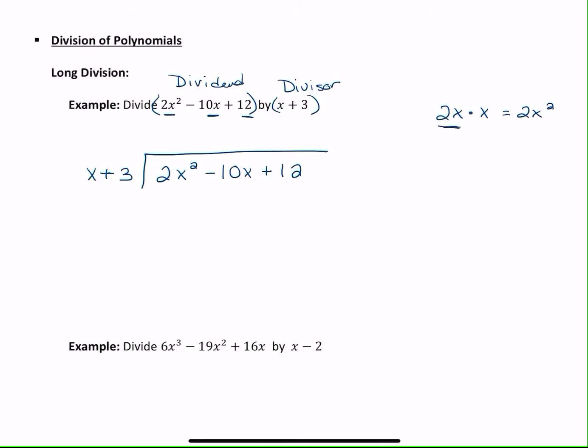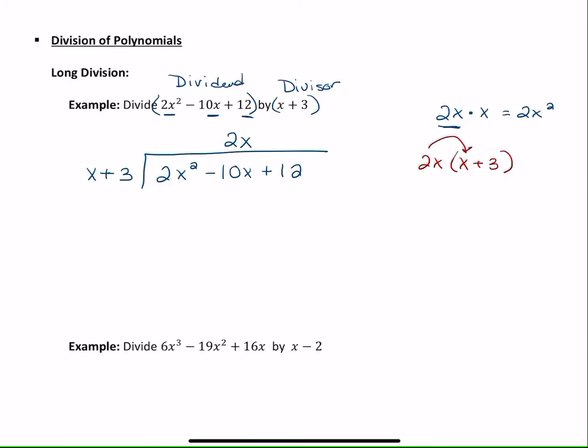So I'm going to put that above my x term just to line it up so it's kind of in an organized order. And I'm going to, just like I did before, multiply my divisor by what I divided by. So out to the side here, I'm going to have 2x times x plus 3.